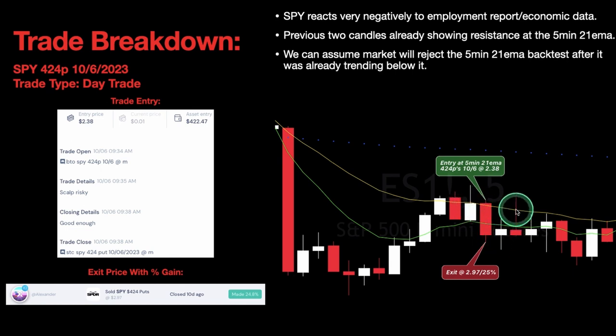And you can see multiple times it tries to get over it here, but it just keeps chopping at this and rejecting. So the 9 and 21 is actually very powerful. And I really recommend it on the 5 minute or 15 minute if you're day trading.